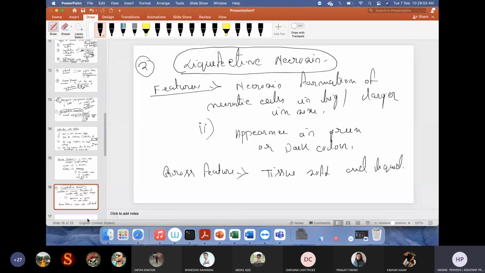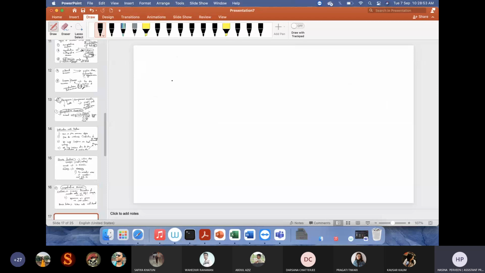Number 3, caseous necrosis. What is caseous necrosis and where is this necrosis formed?